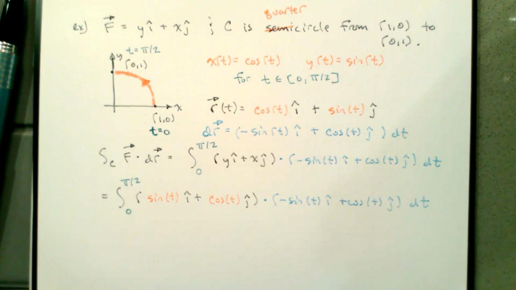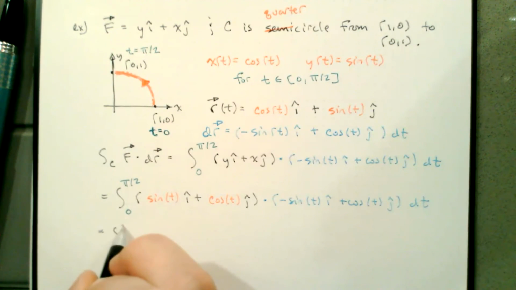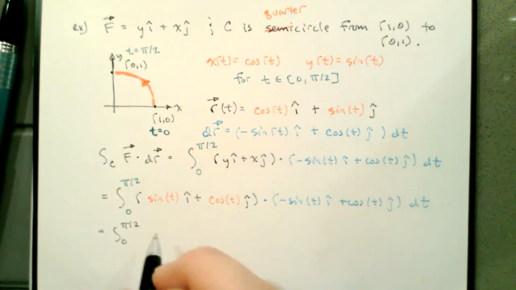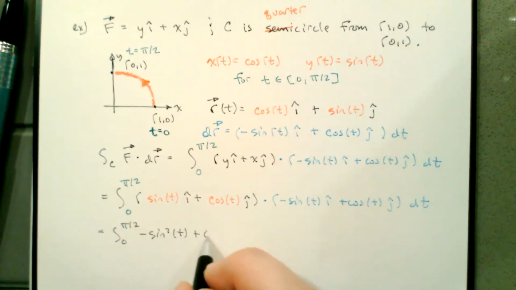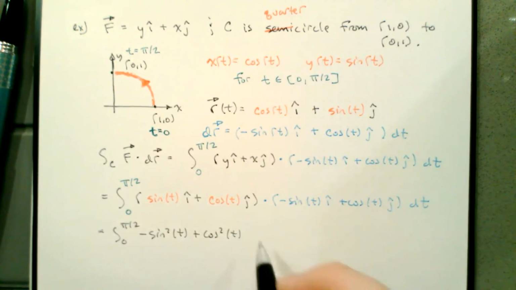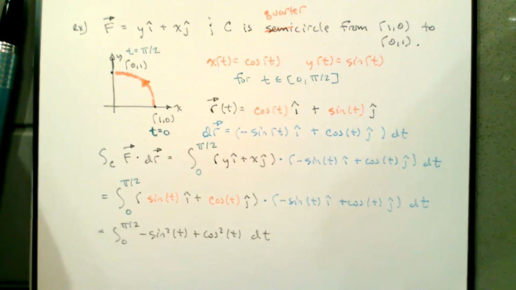And now we have a scalar function of just t. So we're integrating from 0 to pi over 2. Sine times sine is negative sine squared, and cosine times cosine is plus cosine squared t dt. Now we've got this integral of cosine squared t minus sine squared t.